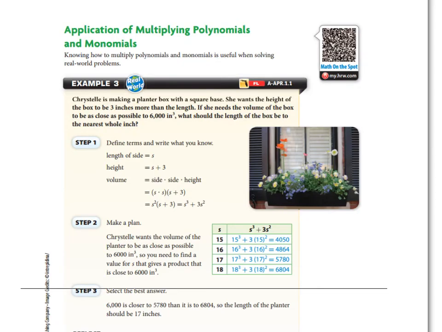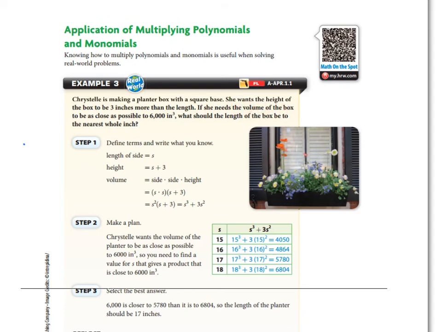The last thing is what we call application, which is just basically working on these with real world problems, because they happen all the time. We're only going to cover part of this because the other part we'll work on later this year. So we talk about the volume of a box in this problem.